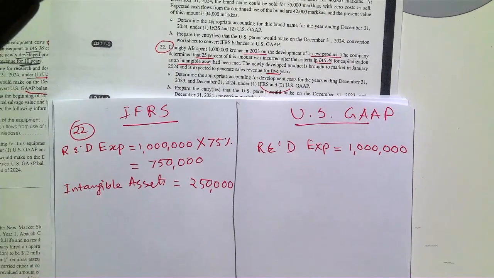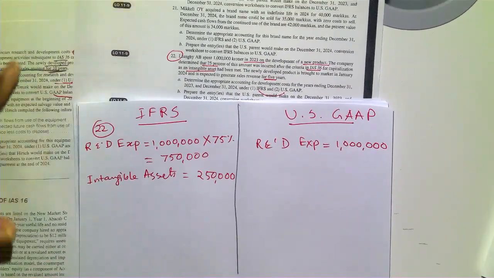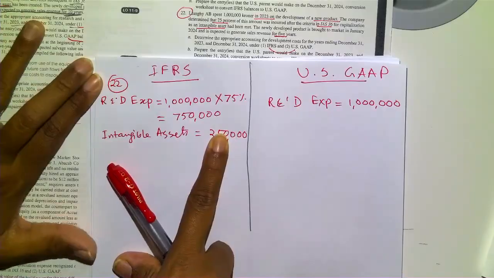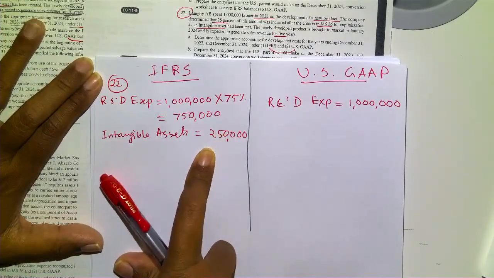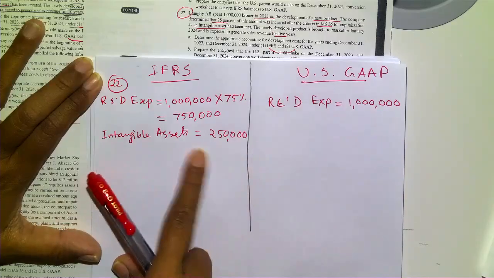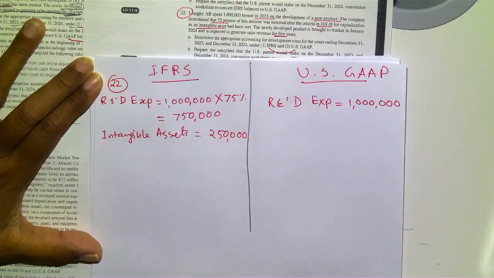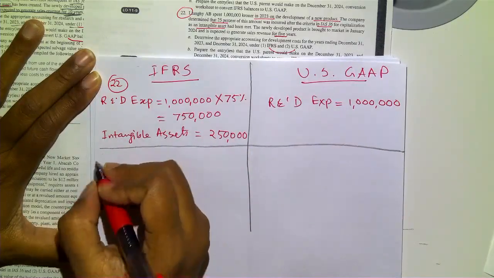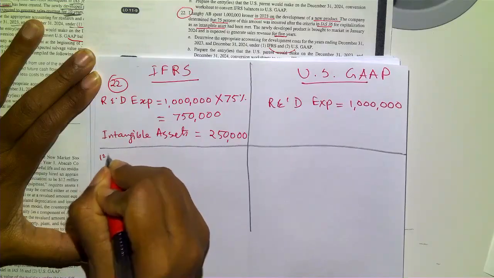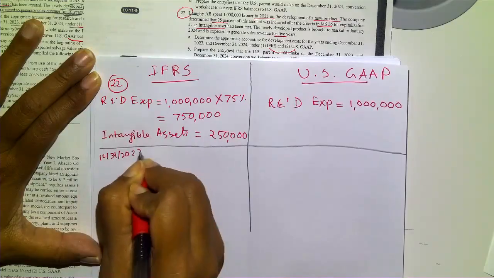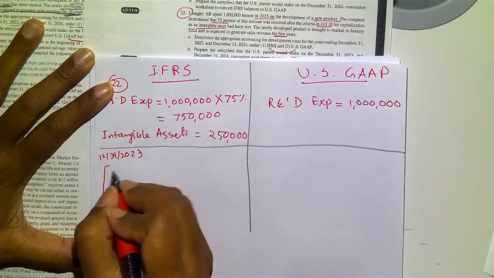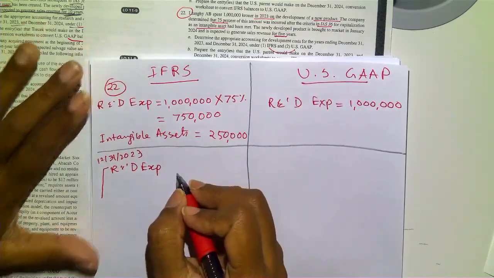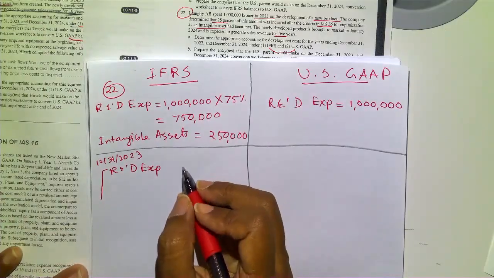Now, let's do the journal entries. We just did it. Can you guys try? IFRS will show 750 as R&D expense, 250 as intangible assets or deferred cost, and 1 million credit as cash. So let's do the journal entries. First year, all December 31st, so 2023. So they have R&D expense. I'm doing it a bit faster because I want to finish it. If you get stuck, please tell me.